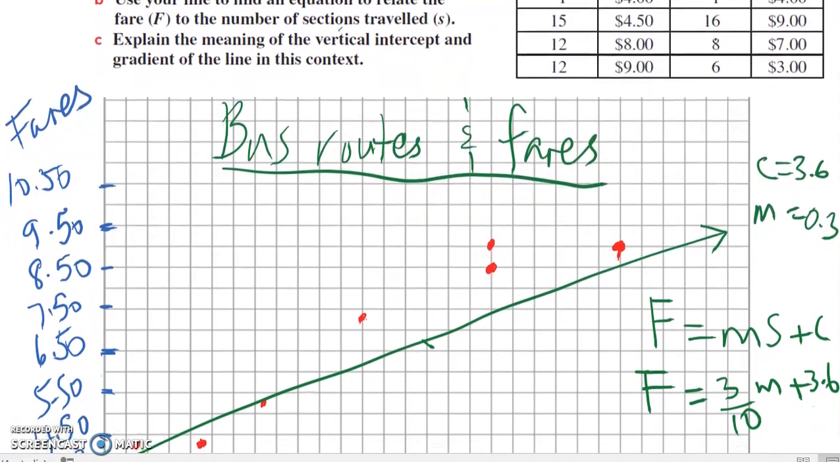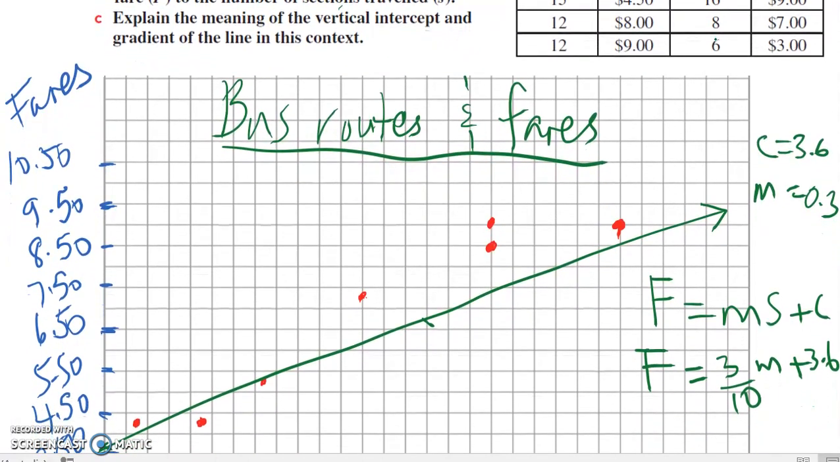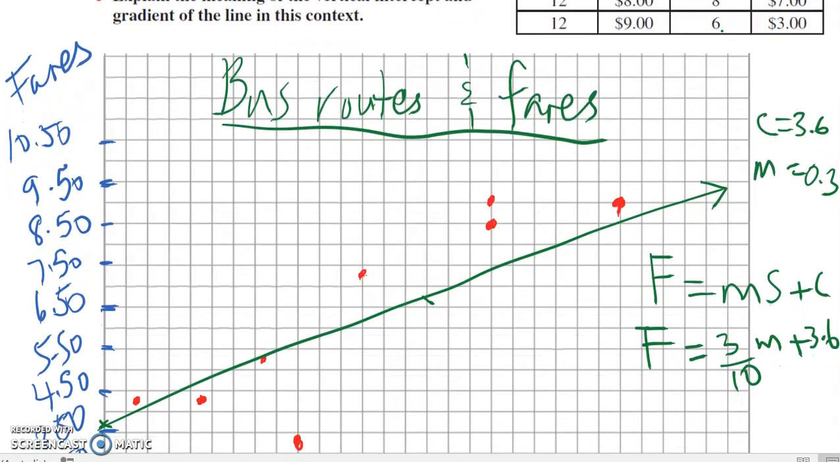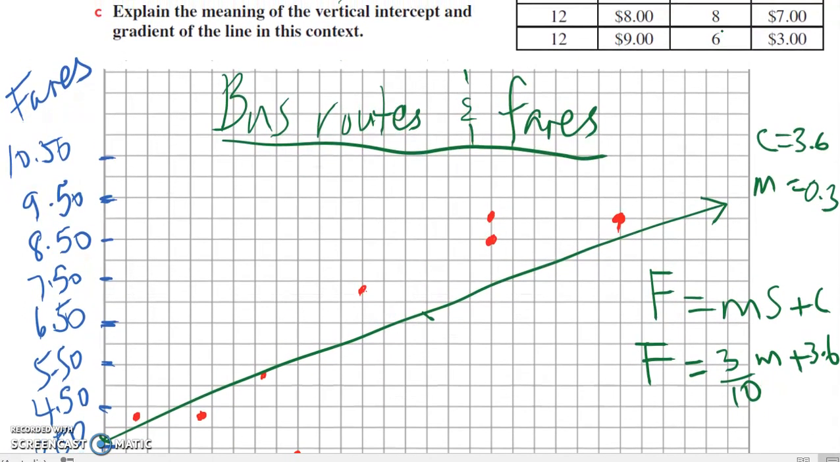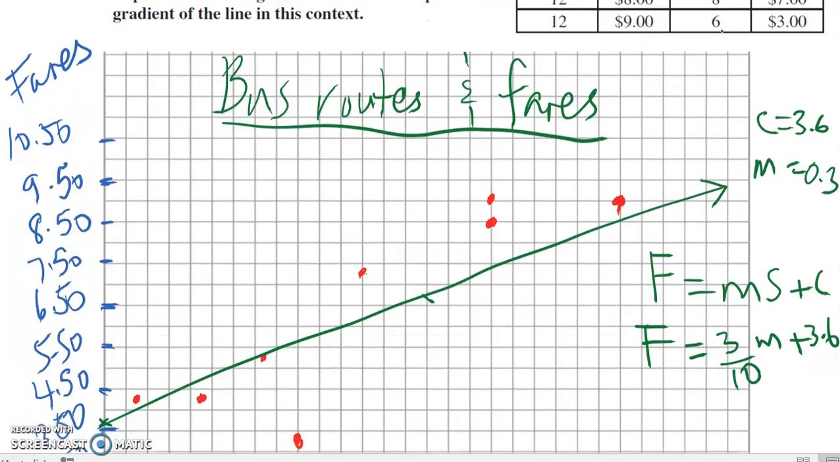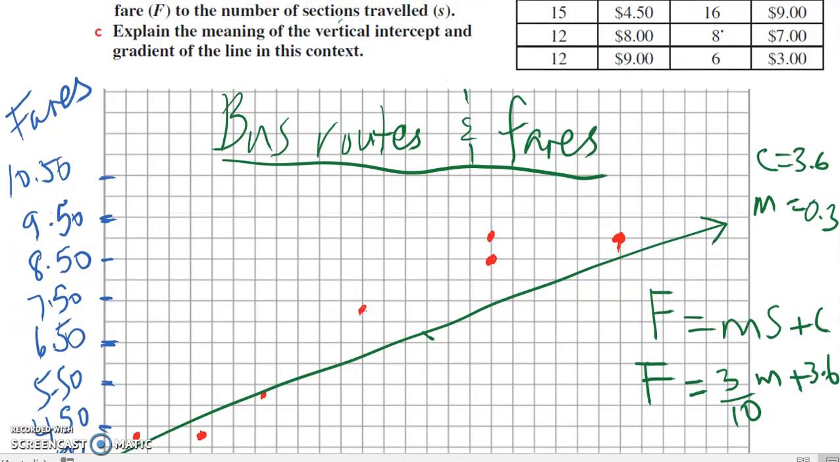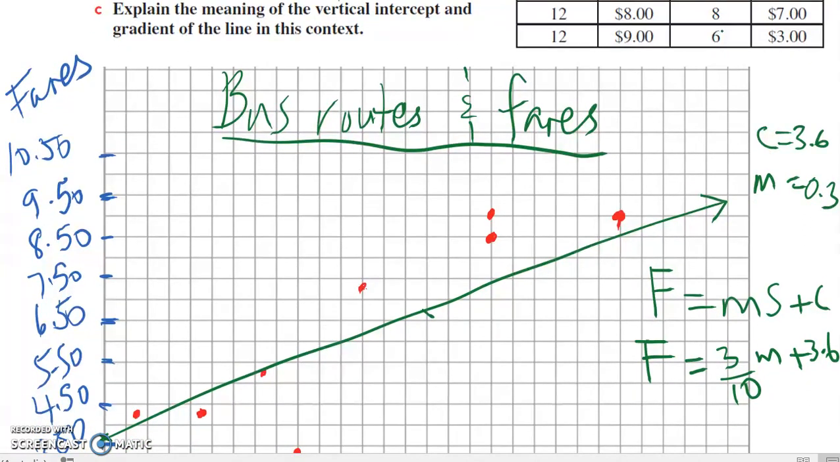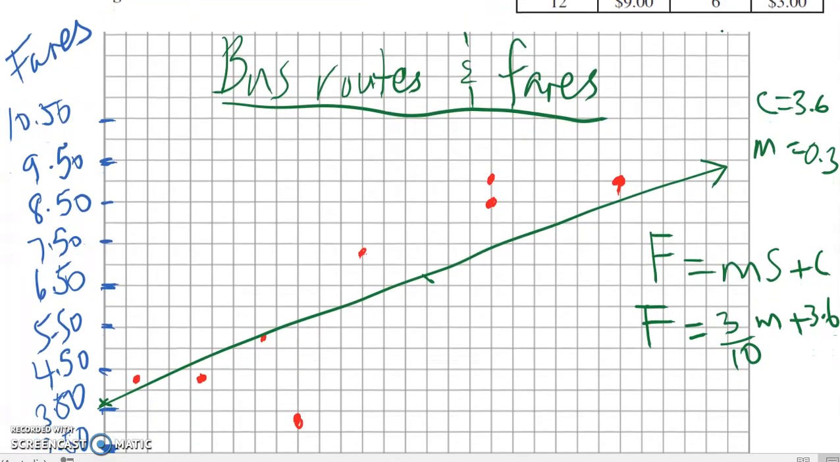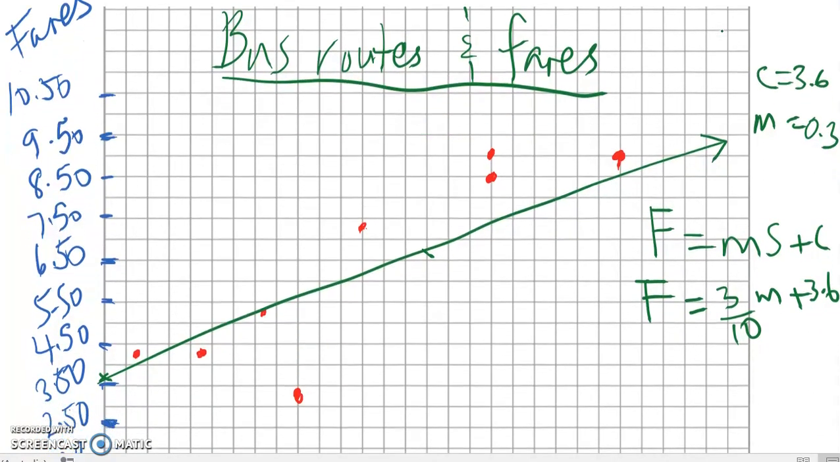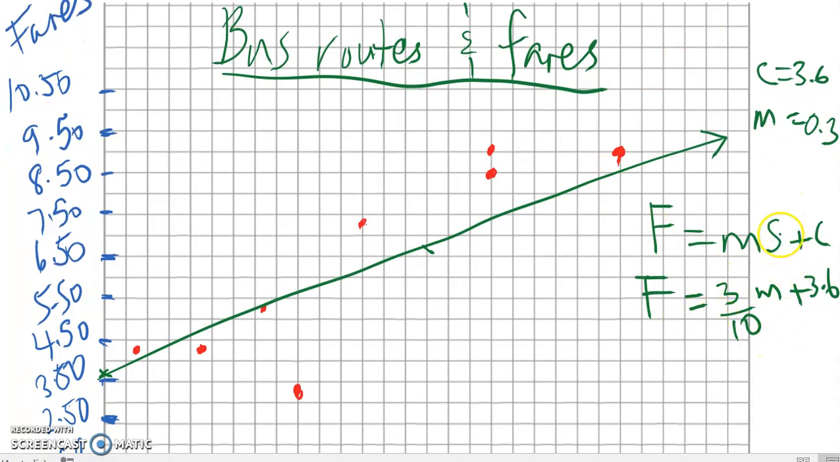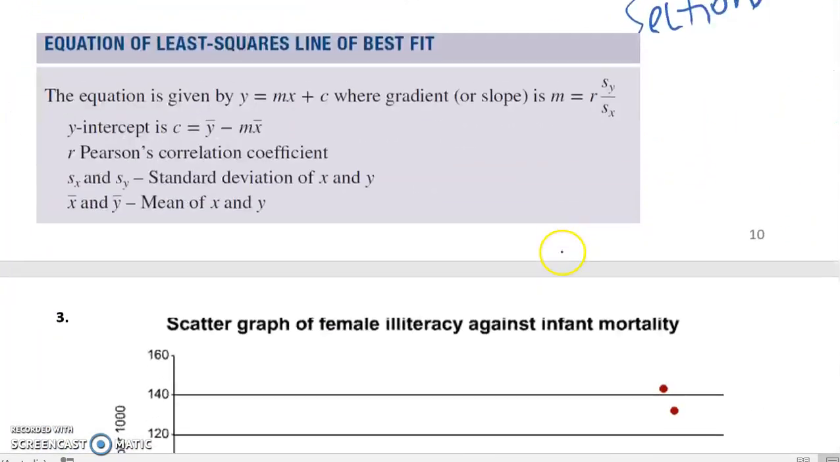It then says explain the meaning of the vertical intercept and the gradient of the line in this context. Okay, so in other words, they're asking you, what does the y-intercept actually mean if we're talking about fares and sections for this bus route? And what does the gradient of the line mean in this context? Okay, so what does this thing out the front here actually mean in terms of this equation? Sorry, that should have been an S there. Okay, so I want you to have a think about those ones yourself. Maybe talk to the person next to you about what it could be.